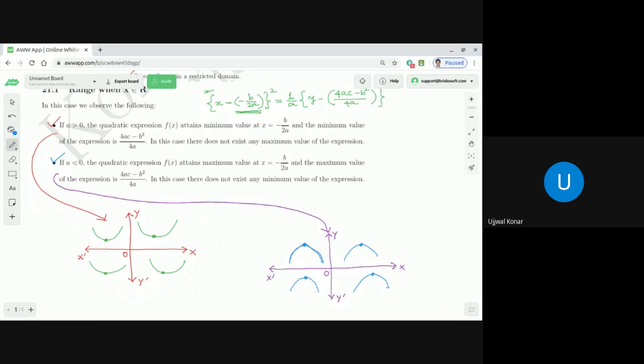So its minimum value leads to minus infinity. And in the previous case also, I wrote, let me use a different color, in this case there does not exist any maximum value of the expression. That means it goes up, up and up, because the curve is flipped upward. The value of y goes up and up and up and reaches infinity.